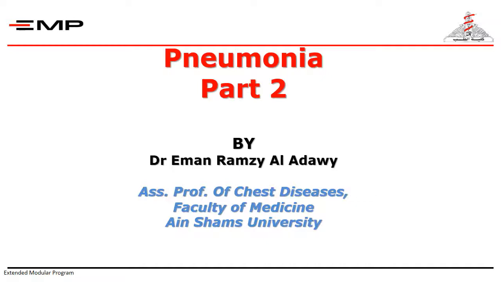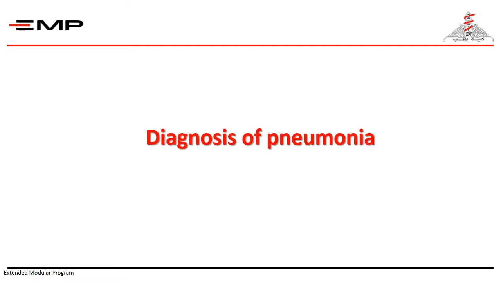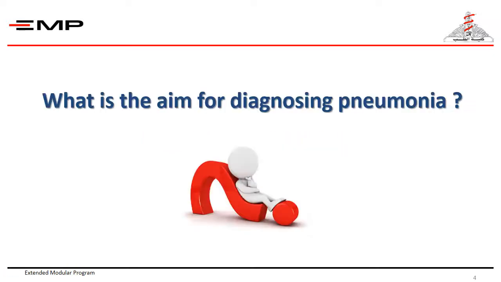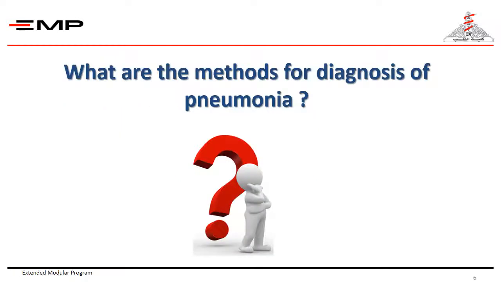This is part two of our lecture, which is pneumonia. We are going to talk about diagnosis of pneumonia, but before that, we should know the aim of diagnosing pneumonia. The aims of diagnosis of pneumonia are the following. We should give a definite diagnosis of pneumonia. Second is to evaluate the degree or severity of pneumonia. And lastly is to define the causative pathogen of pneumonia.